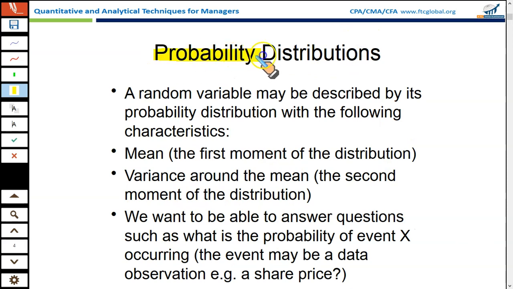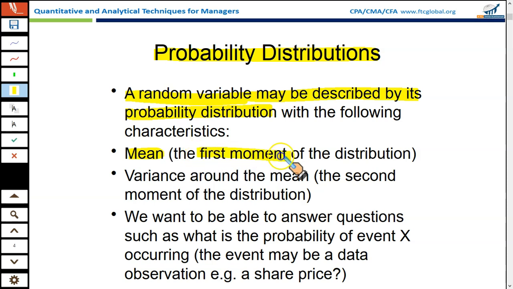Probability distribution, this is what we're going to discuss. A random variable may be described by its probability distribution with the following characteristics. It quantifies outcomes with specific probabilities. That's what the probability distribution is all about. Mean: the average result, showing you the central tendency.